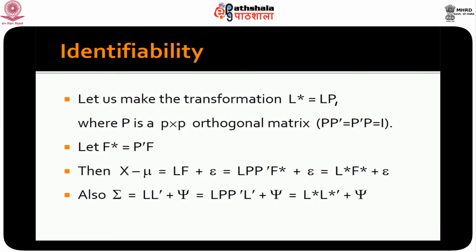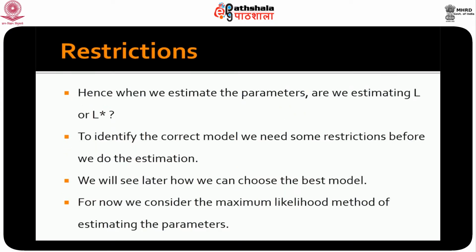Mind you, nothing on the right hand side is known to us, and hence we would not be able to identify the difference. Similarly, if you look at sigma, it now becomes L T T prime L prime plus psi, which is basically equal to L star L star prime plus psi. So again the sigma looks similar. So when we are estimating the parameters from the given x, what exactly are we estimating? Are we estimating L or are we estimating L star? This is referred to as the identifiability problem.